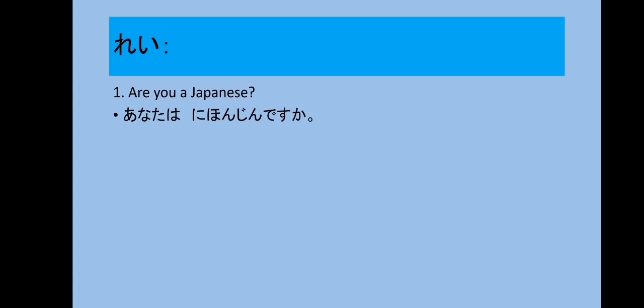So Ray, are you a Japanese? So you in Japanese is anata. So anata wa nihonjin desu ka? If you remove the ka in this sentence, it is equivalent to stating you are a Japanese. But if you place ka after the sentence, it becomes a question. It becomes, are you a Japanese?